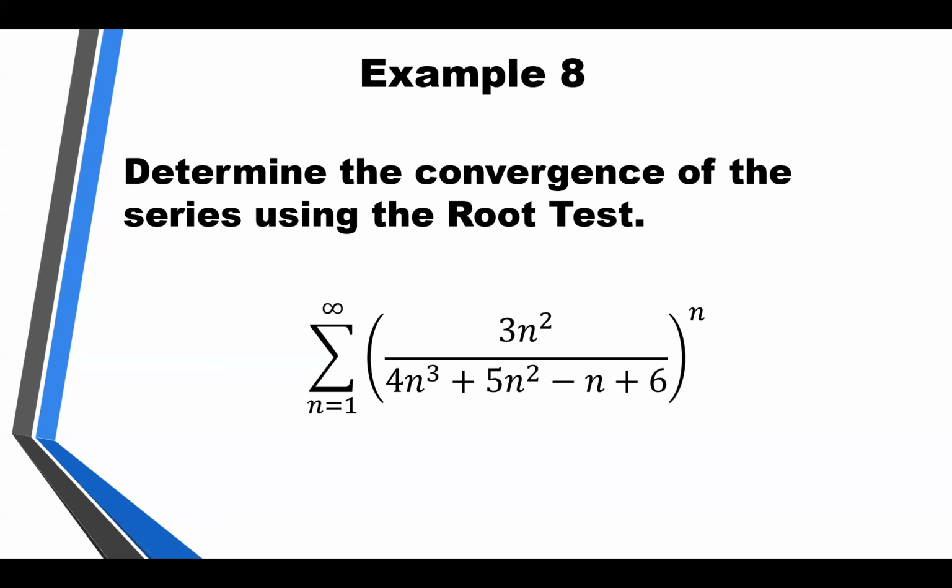Here's another example, example 8. We have 3n squared divided by the quantity 4n to the third plus 5n squared minus n plus 6, all raised to the nth power, summed from n equals 1 to infinity. In this case, you'll notice that the interior function, while it's never 0, has a limit of 0.